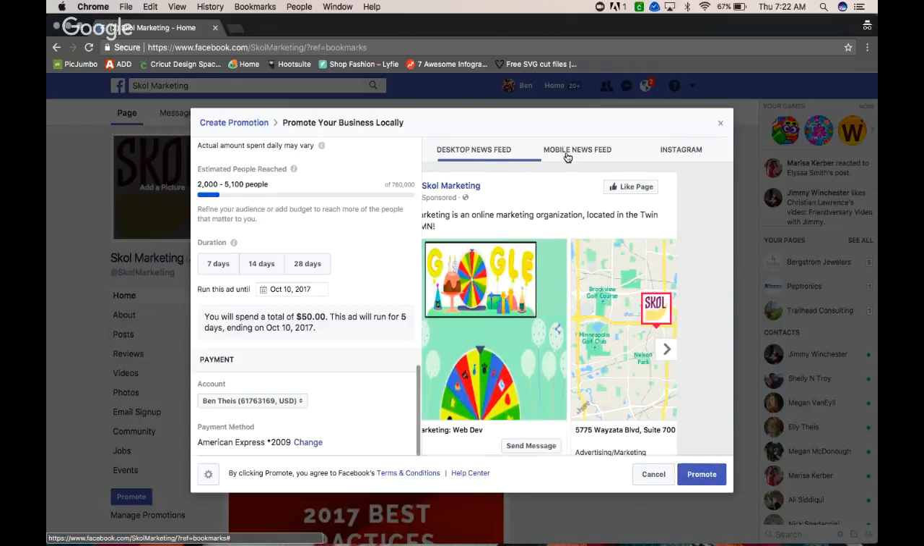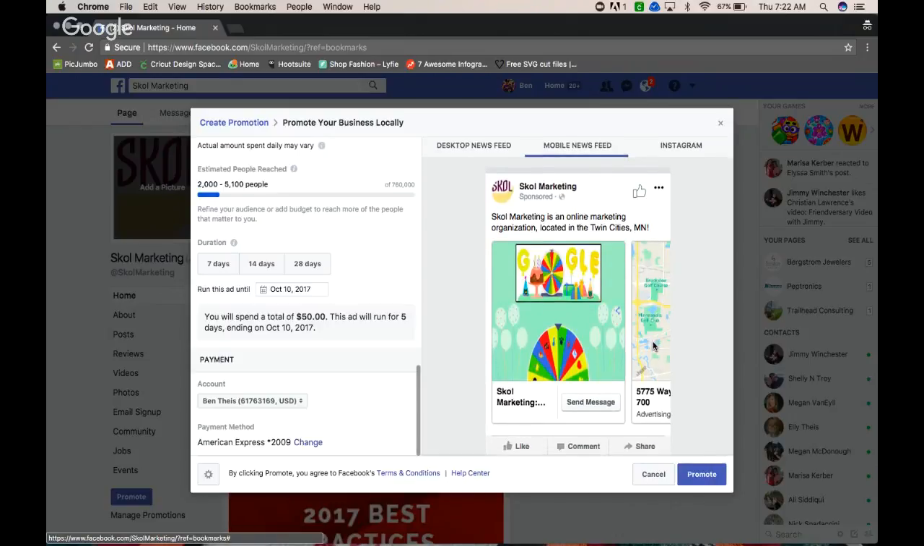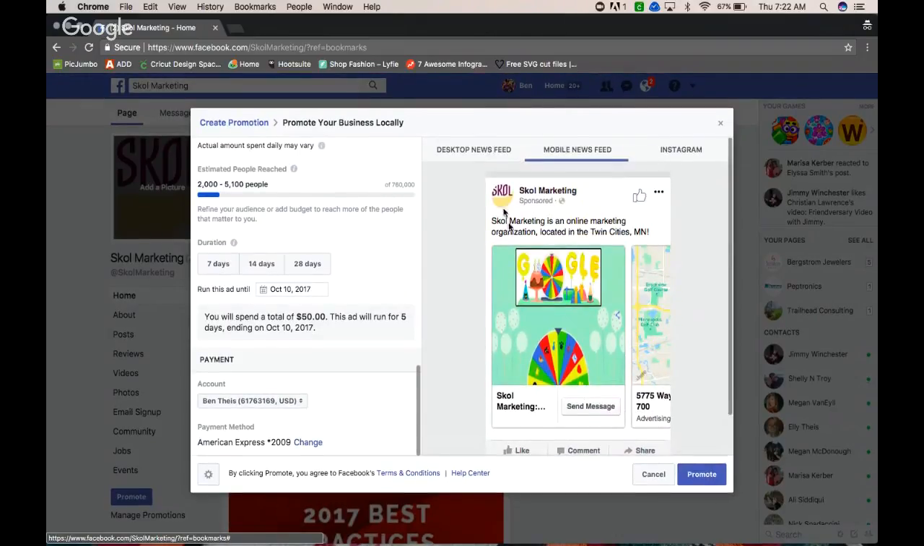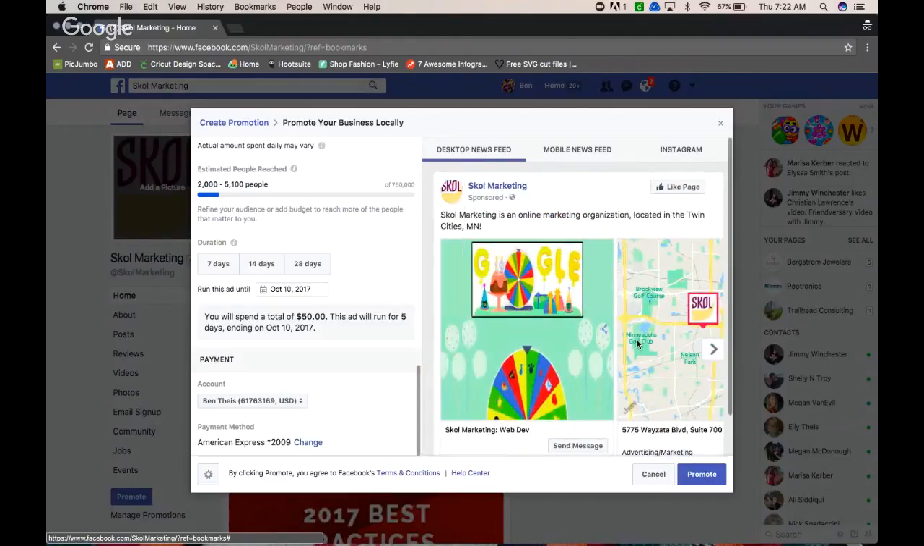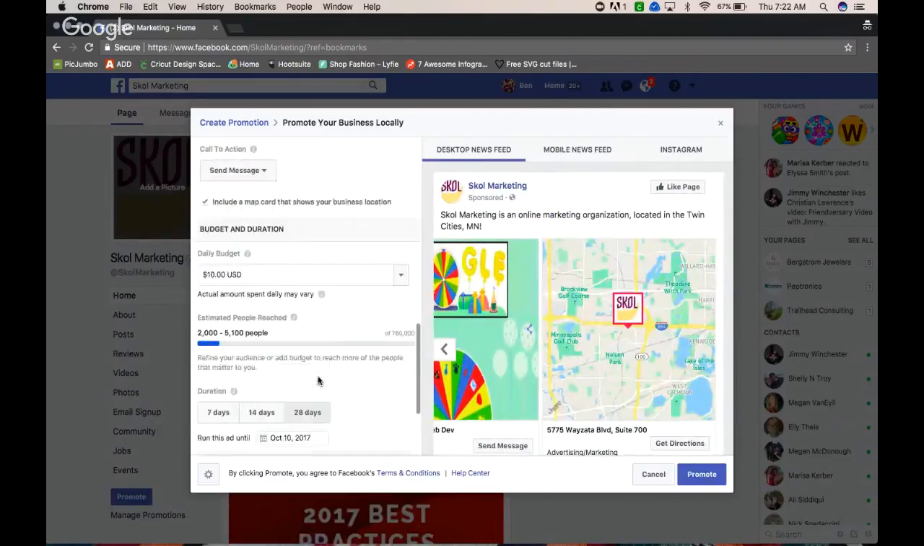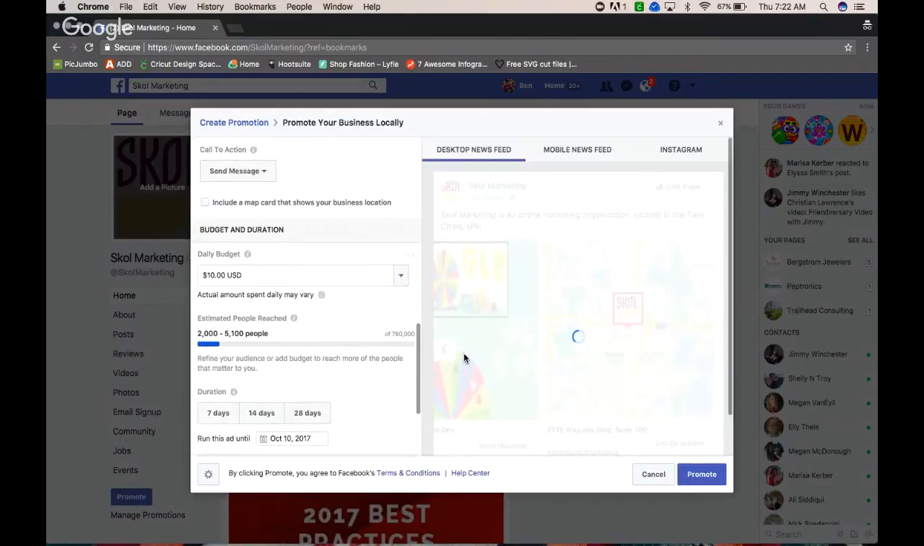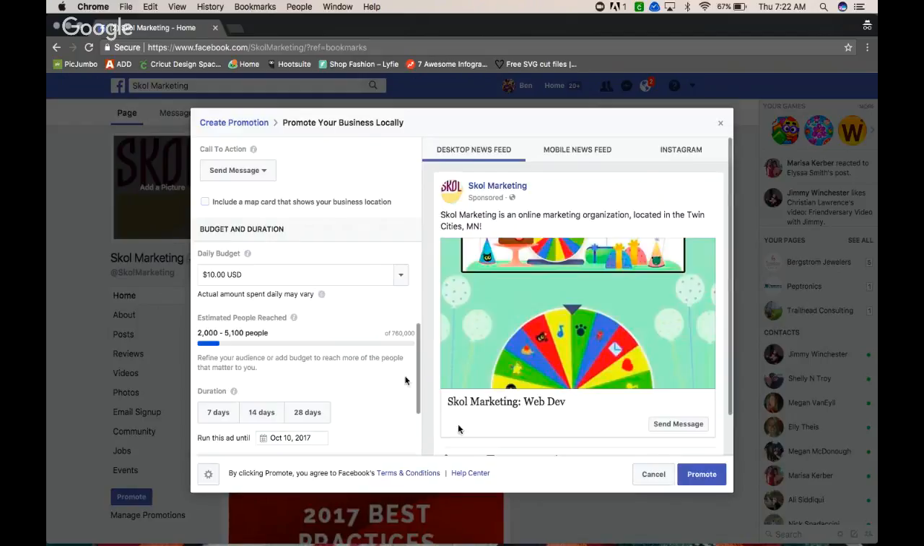As with the boost one, you can see what they're going to look like, to give people an idea. Since we added that map card, you're going to see a slideshow kind of preview here. Same thing here: if we got rid of that, that's also going to get rid of this as well. And that is how we're going to run a promote your business locally campaign.